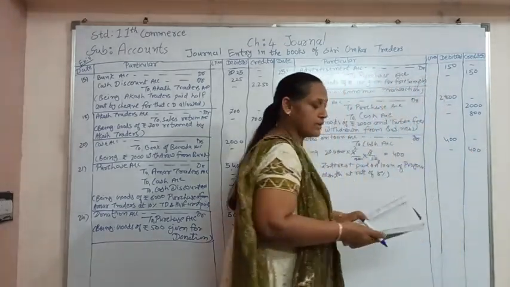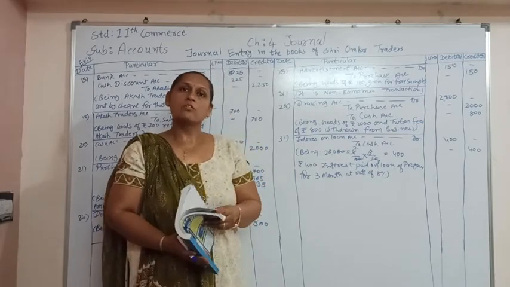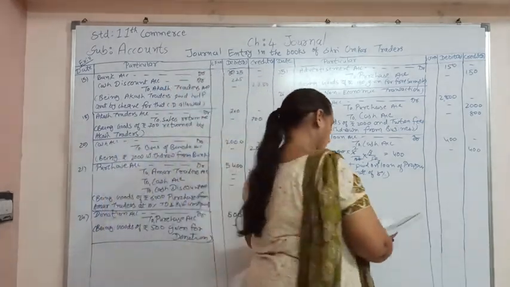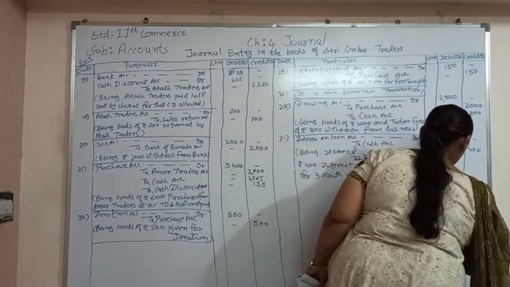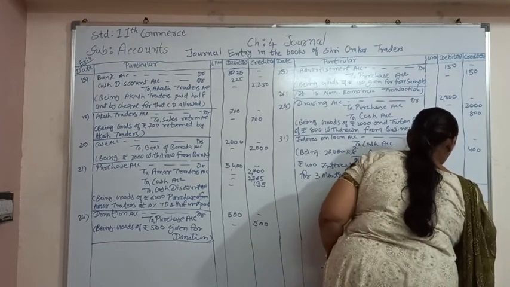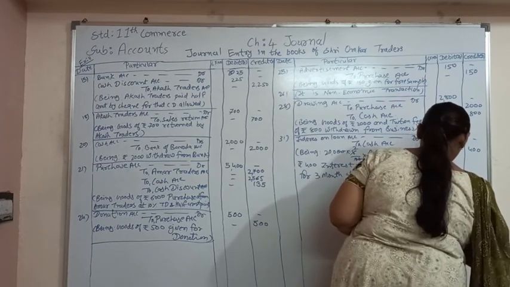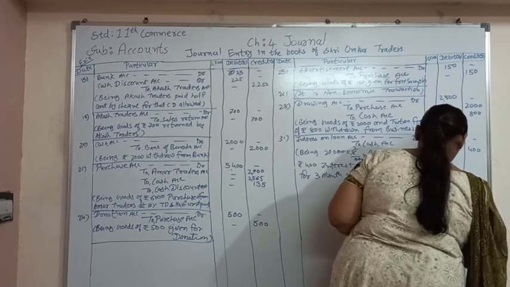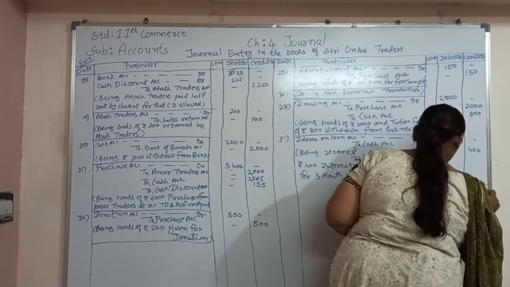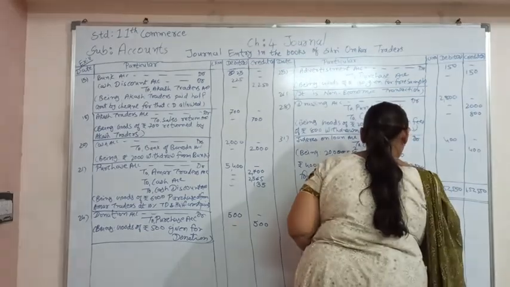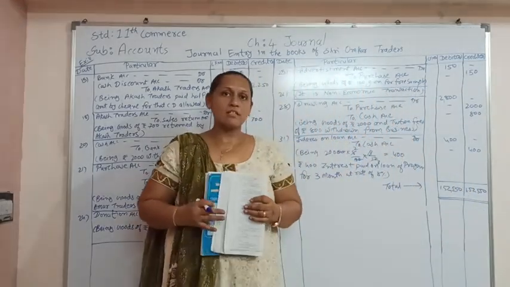So here our sum is finished. So we have to make the total, and the total of the sum is 1,52,550. So this is the total. So you may note down this in your notebook.